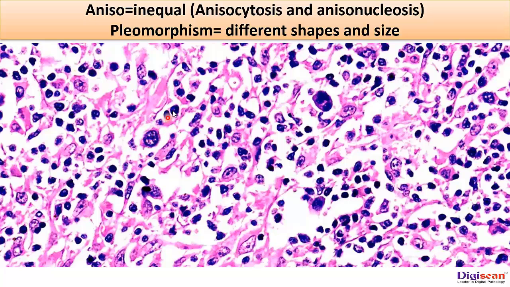Then pleomorphism. When we have different shapes and sizes, we can see very clearly that the size of the cells is varying very much in this case. And what about the shape? Here we are seeing an oval nucleus, here we are seeing a spindly nucleus, this is a round nucleus. So there is a change in the shape of the cells which are ranging from spindle to oval to round or polyhedral. So this is pleomorphism, that is different shapes and size of the cells.